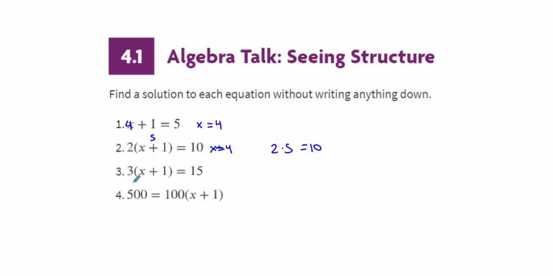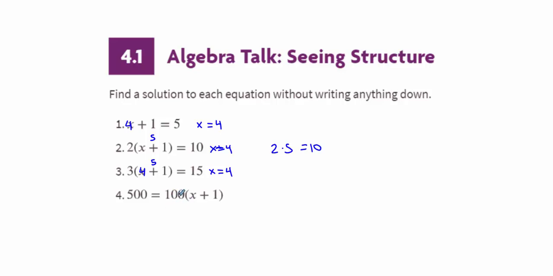Number 3. 3 times the quantity of x plus 1 is equal to 15. So 3 times something is equal to 15, and I know that 3 times 5 is equal to 15. So what number plus 1 is equal to 5? That's 4. 3 times 5 is equal to 15. So in this case, x is equal to 4.